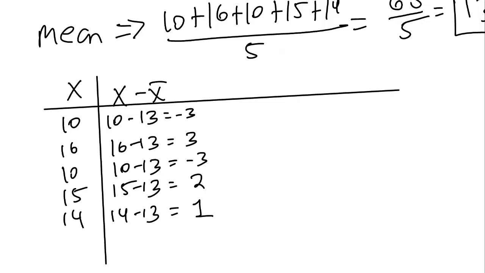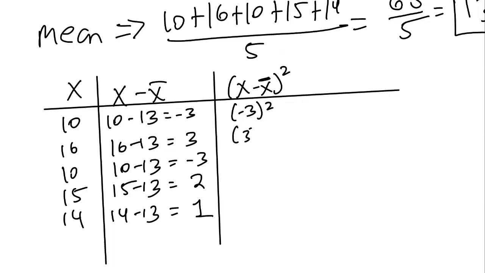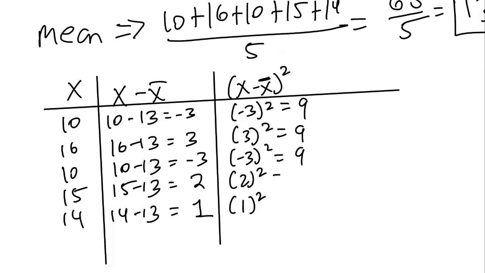Once you subtract the mean from each of the numbers, you're going to square it. So x minus x-bar, squared. That means I'm going to subtract them and then square them. So -3 squared is 9. When you square something, you multiply it by itself. So -3 times -3 is +9, then +9, +9, 4, and then 1.